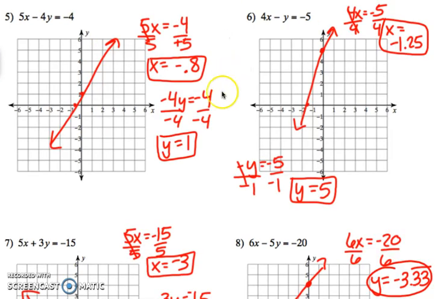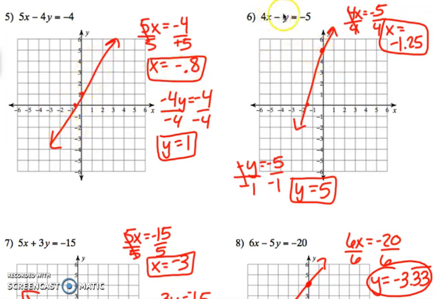Alright, so here is what I got for number 5. My equation was 5x equals negative 4. I divided by 5 and I got negative 0.8, which would be right before the negative 1. Don't forget that that negative sign is with that negative 4, so I got negative 4y equals negative 4, divided by negative 4, and I got a 1. So I went to where y was 1, and then I graphed my line.